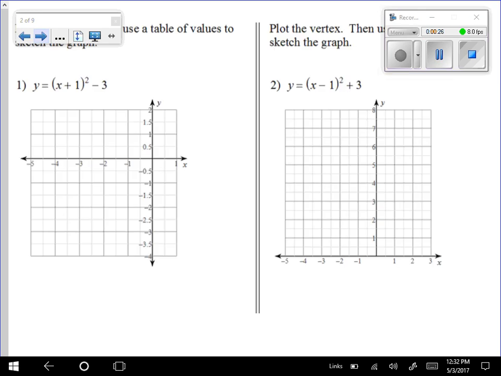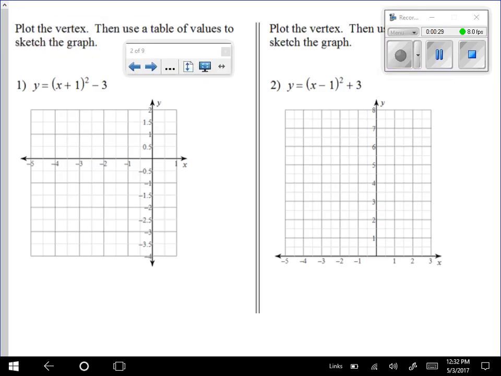We'll just start with the first ones up here. We have number 1 and 2. It says plot the vertex and then use a table of values to sketch the graph. Okay, so we are actually in vertex form. We talked about this in class, the couple forms that you might have to use. So with vertex form, you have y equals (x minus h) squared plus k. So you can kind of gauge your vertex off of that because you know h and k are going to be your vertex.